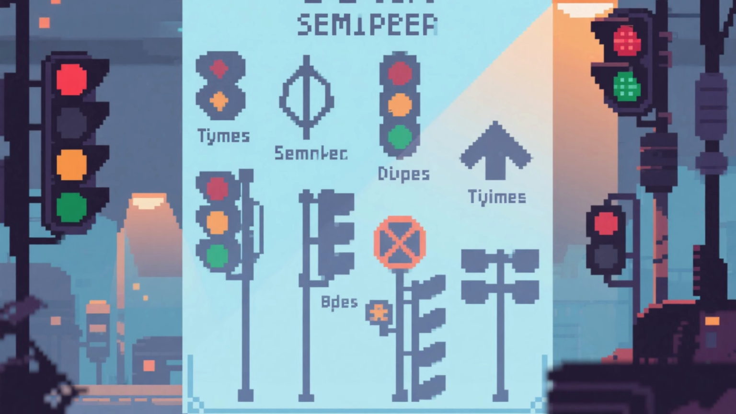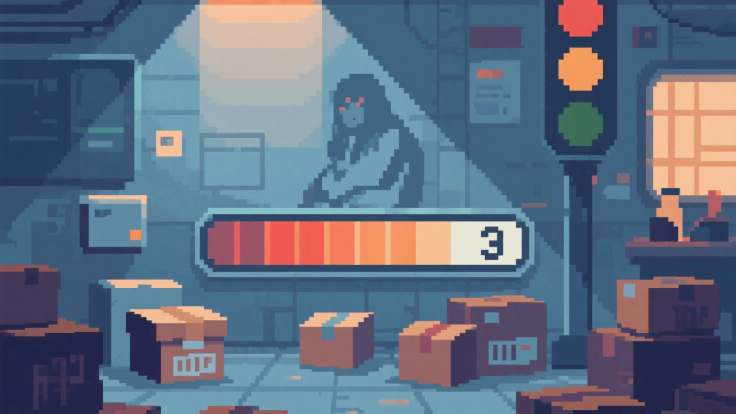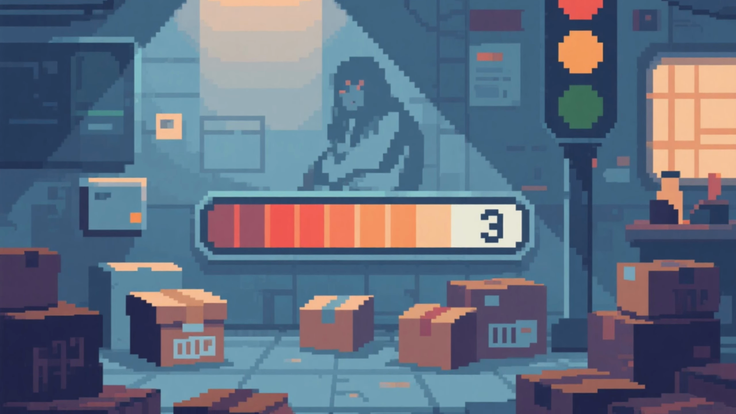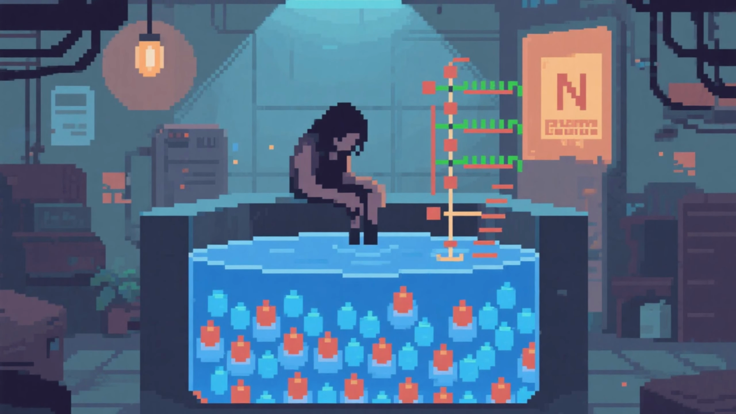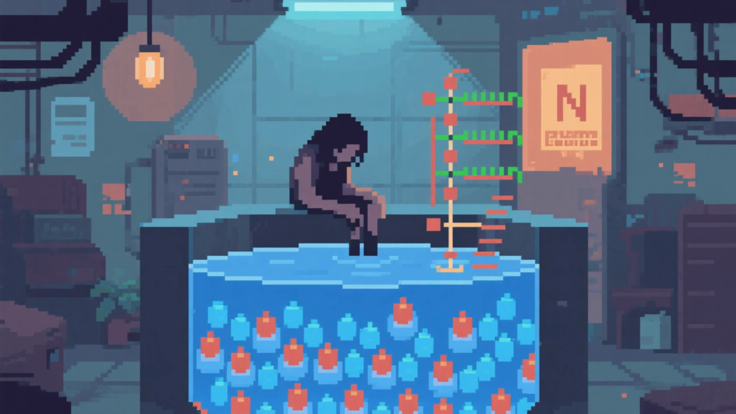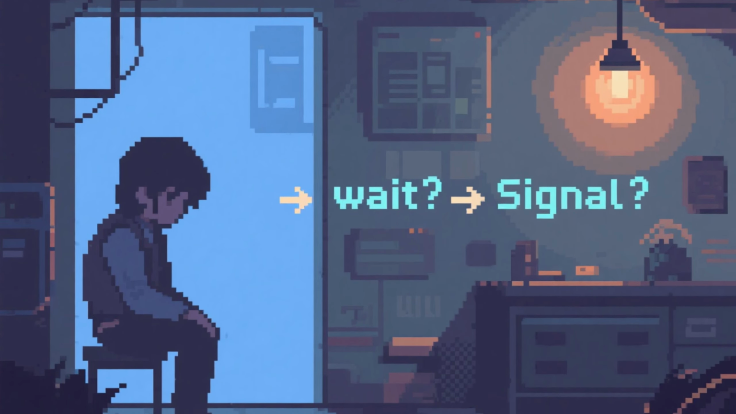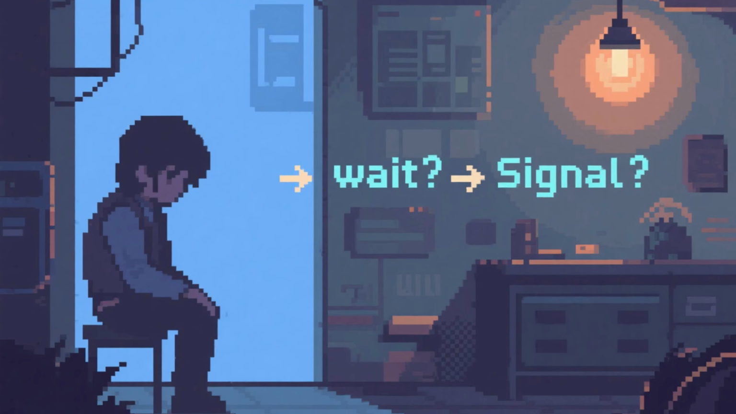Types of semaphores: binary semaphore. Value is either 0 or 1, equivalent to a mutex. Counting semaphore, value ranges over non-negative integers used for controlling access to multiple identical resources. Example: a buffer pool of size n can be managed with a semaphore initialized to n. Each process calls wait when taking a buffer and signal when returning it.